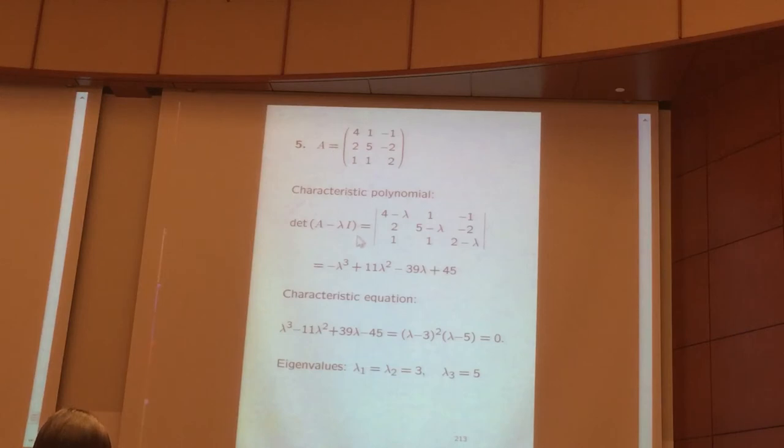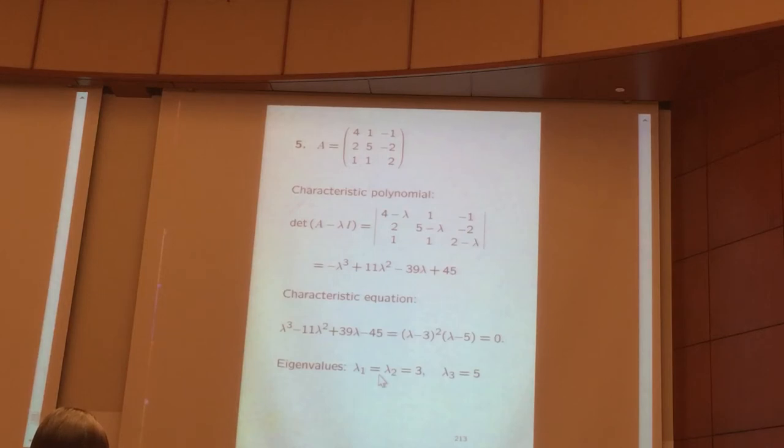Here's the characteristic polynomial. Here's the A minus lambda I. Determinant of A minus lambda I, you work it out: minus lambda cubed plus lambda squared minus 39 lambda plus 45. If you want nice eigenvalues, often the numbers in the matrix are not so nice, or in this case, the characteristic equation. But that factors very nicely into lambda minus 3 squared times lambda minus 5. So this has a double root, a repeated eigenvalue.